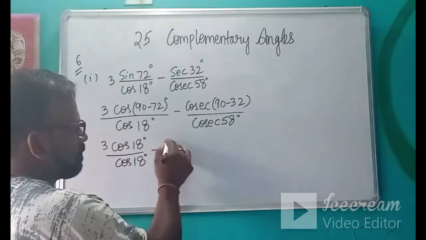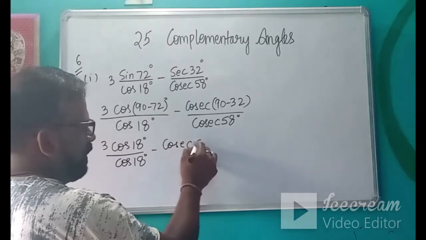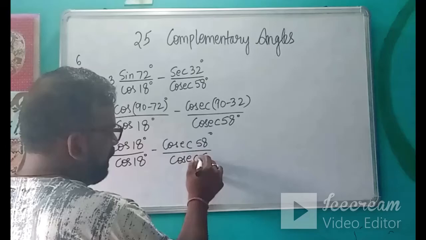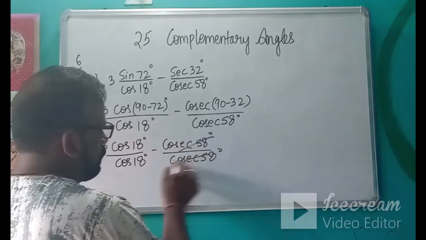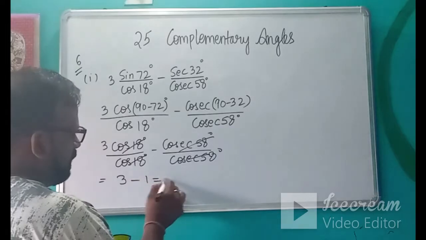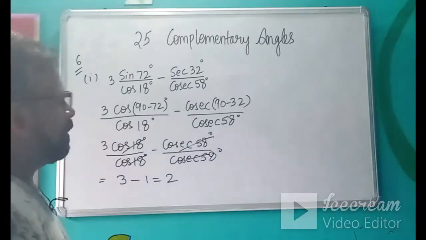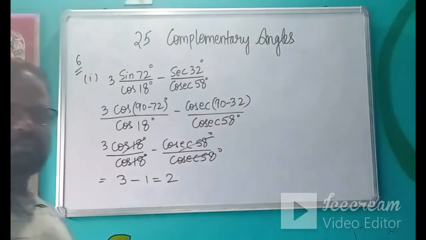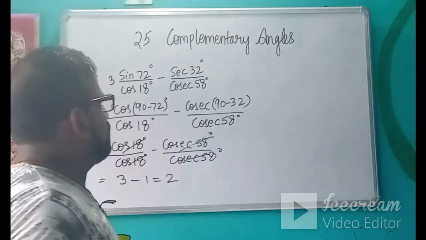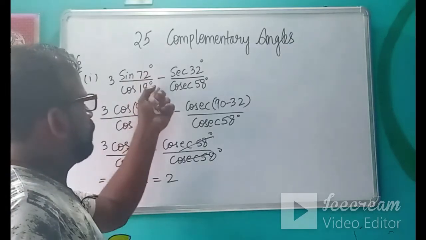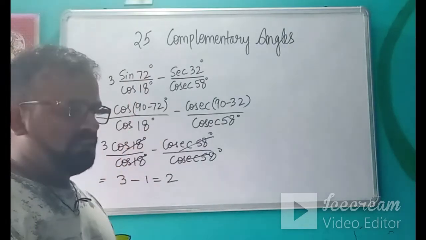minus cosec 58 degree upon cosec 58 degree. So these two will cancel. What we will get? 3 minus 1, that is equal to 2. Okay, so this is how you replace: either you replace sine by cos, or you replace this 72 by 90 minus 18. Do not replace both, because if you replace both you will get the same question.